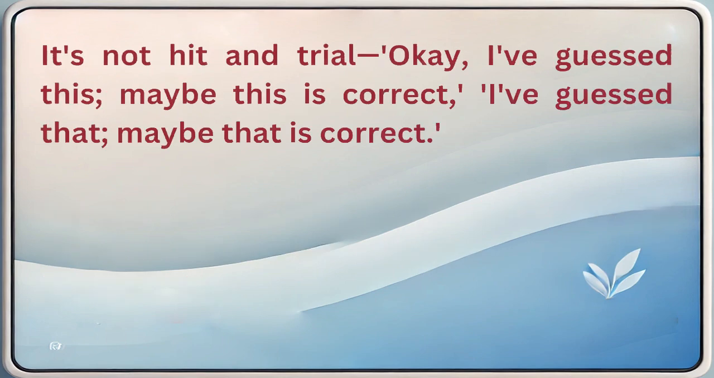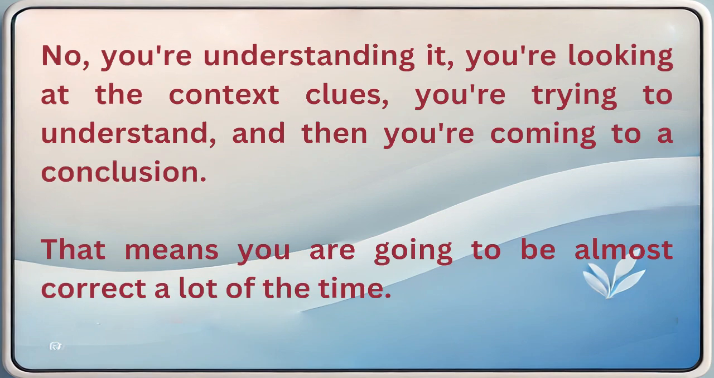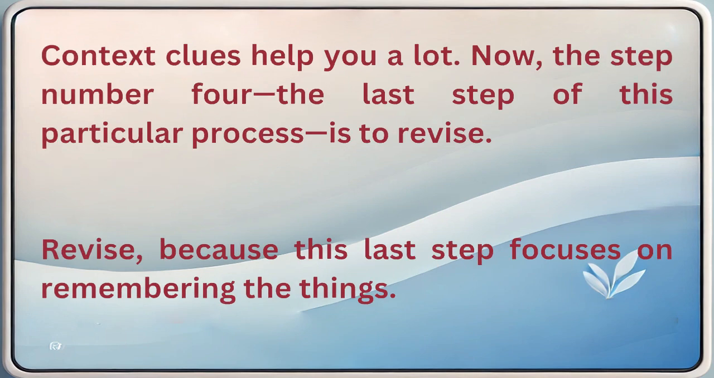It's not hit and trial. Okay, I've guessed this. Maybe this is correct. I've guessed that. Maybe that is correct. No, you're understanding it. You're looking at the context clues, you're trying to understand, and then you're coming to a conclusion. That means you are going to be almost correct a lot of the time. Context clues help you a lot.